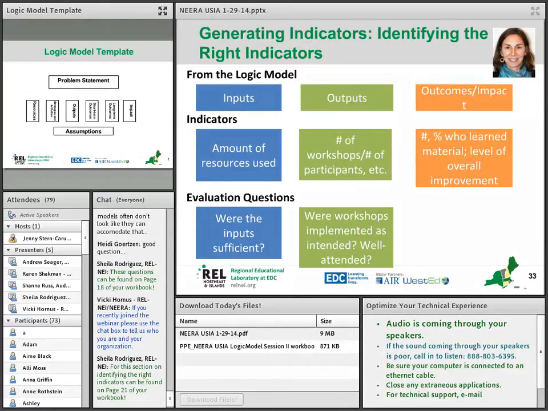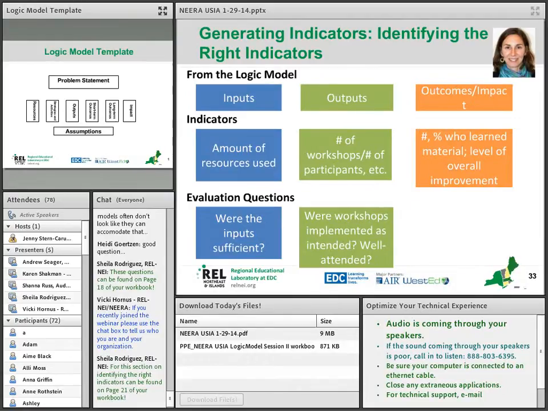So using the College Ready case, an evaluation question related to the output section might consider whether the workshops addressed the most relevant content or whether participation remained steady throughout the workshops. Did we lose parents in our parent workshop series as we went through? And really get at why that might be and what's behind whether or not the program did what we intended to have it do in terms of the activities that we designed.